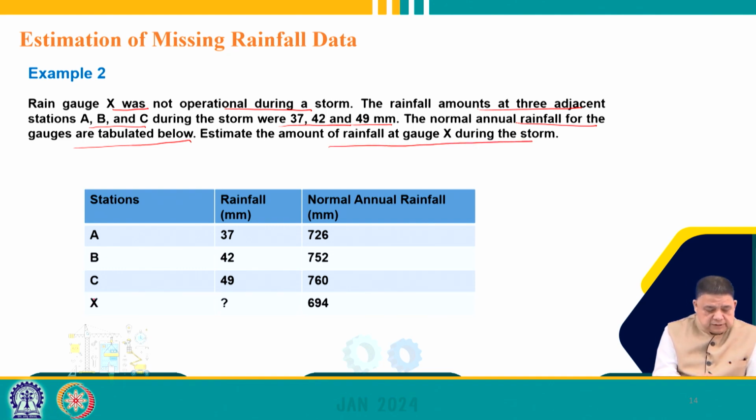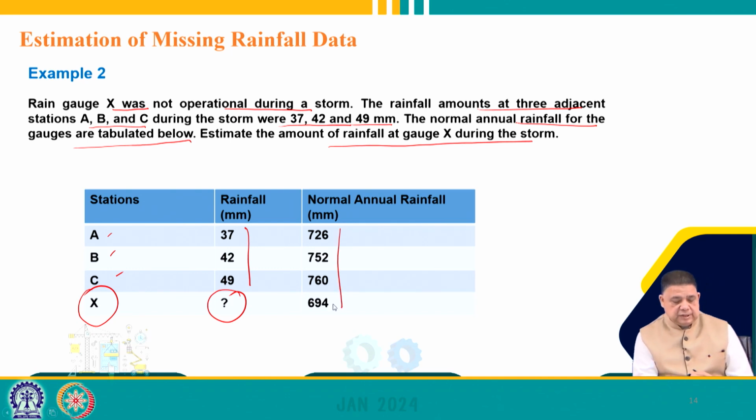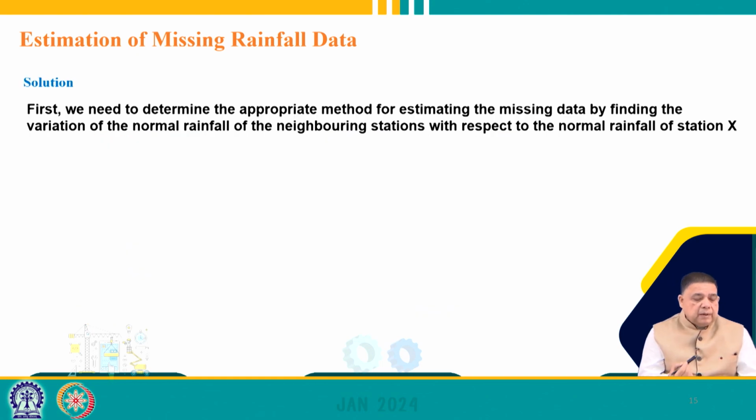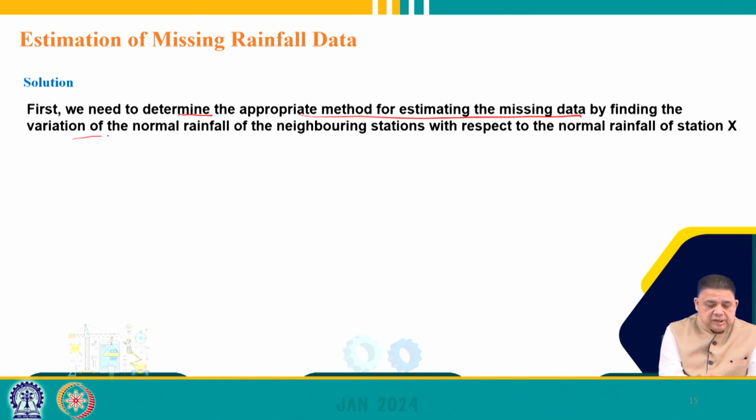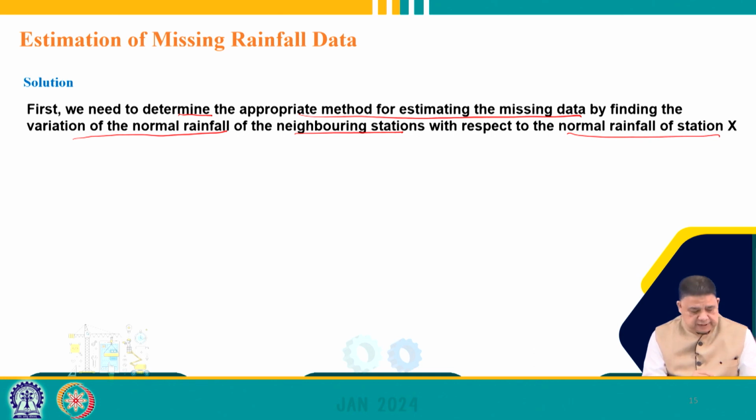So, this is station X where we want to find out the missing rainfall, and the corresponding values at neighboring stations A, B and C are given here, and the normal rainfall of all the 4 stations are available with us. So, in order to get the missing rainfall data, first we need to determine the appropriate method for estimating the missing data by finding the variation of normal rainfall of neighboring stations with respect to normal rainfall at station X.